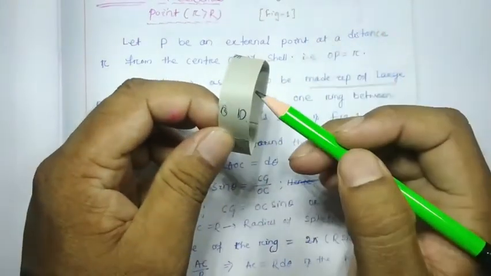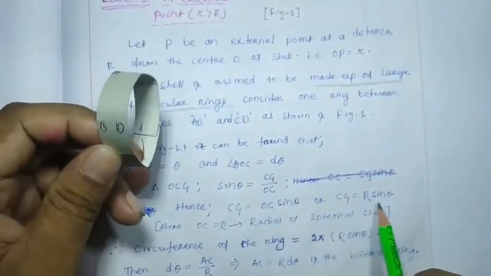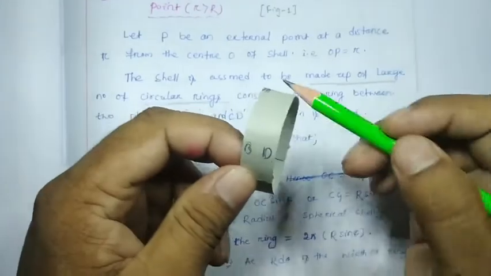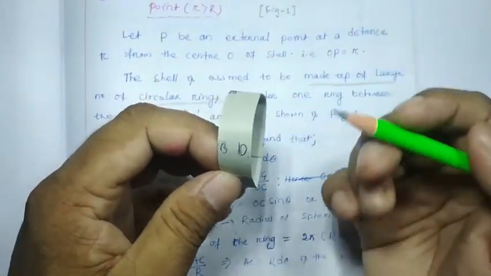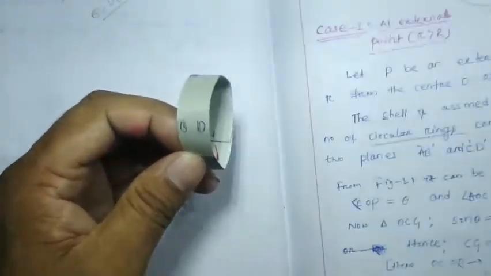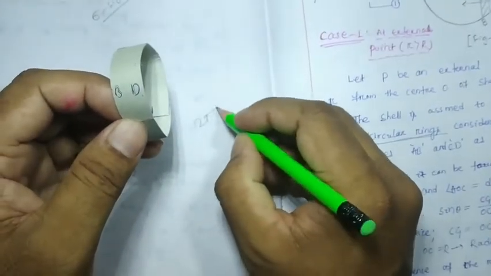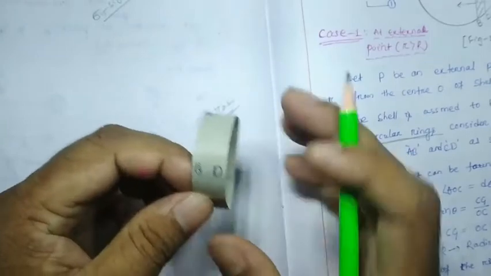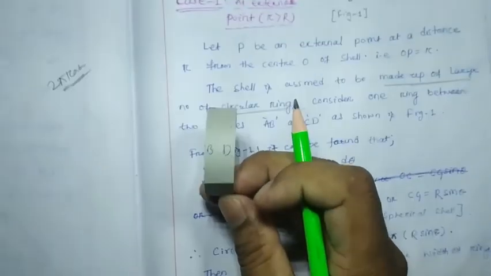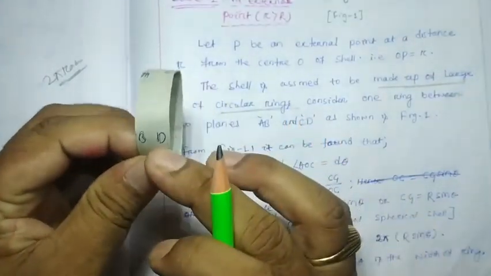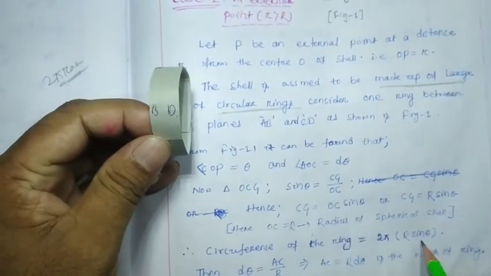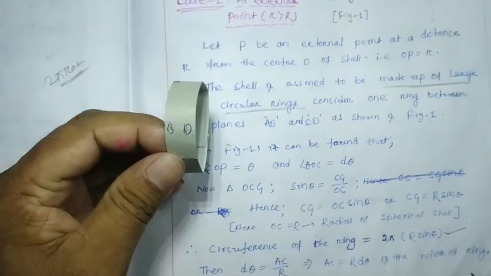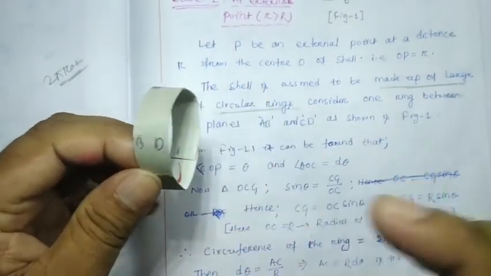If CG is the radius, we found r sin theta, then what is the circumference of this circle? Circumference of any circle, we know, is 2 pi into its radius. This radius we found r sin theta. So 2 pi r sin theta, we got the circumference of this ring.